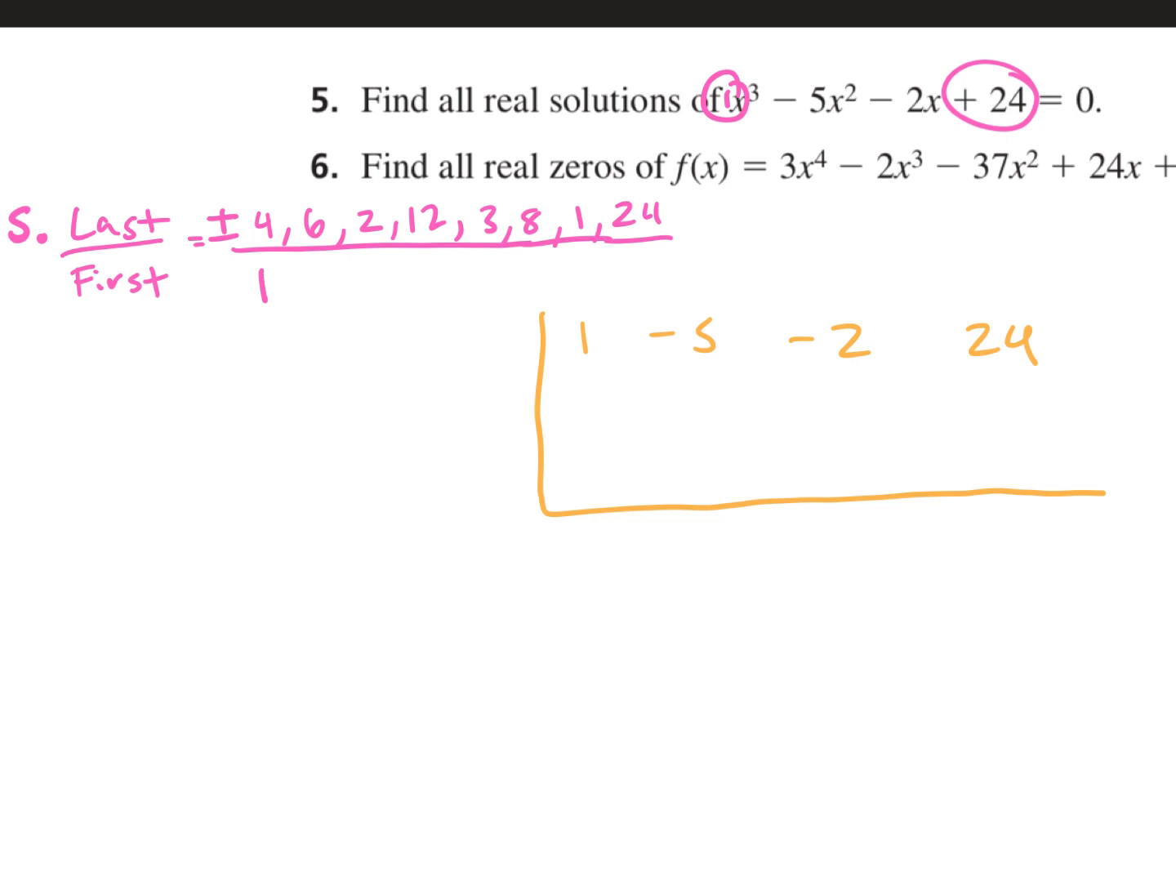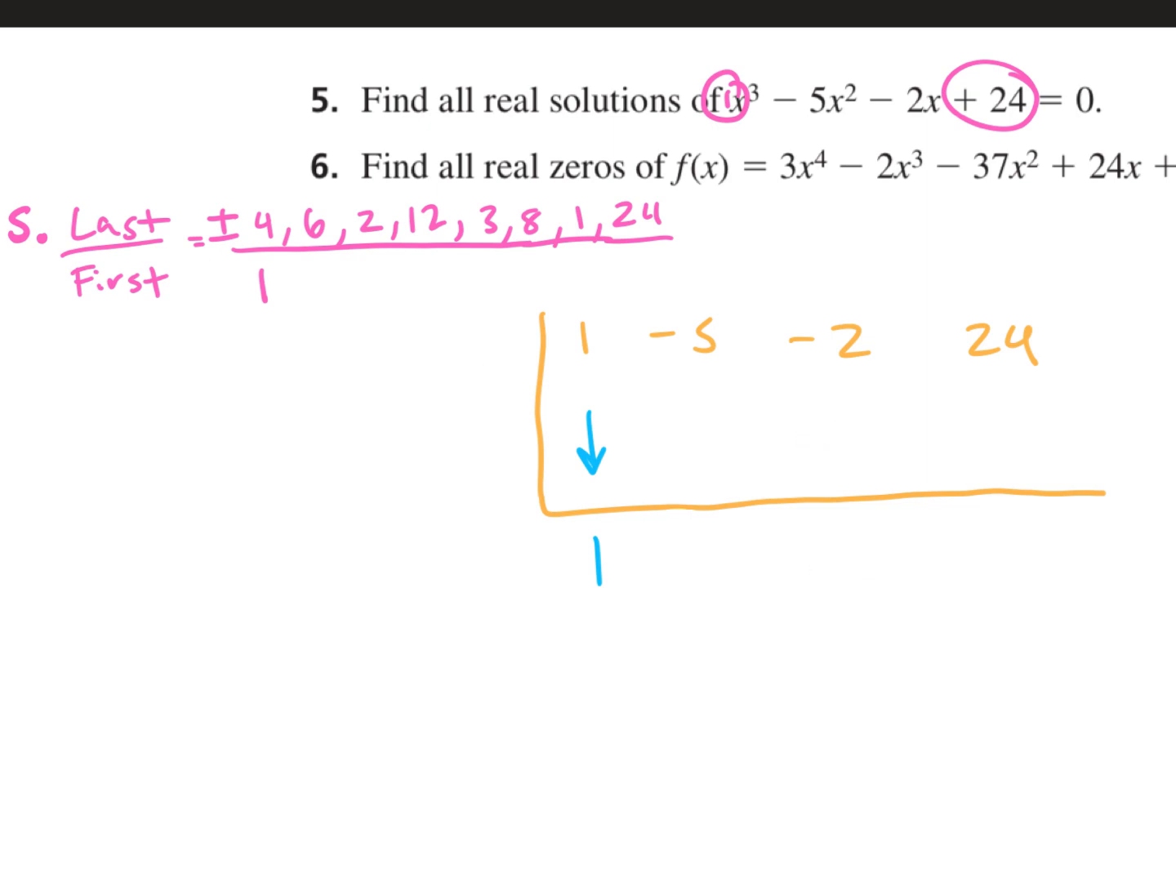What's the number that you want to test first? 1. Sure, let's test 1. So we drop down the 1, multiply, add, multiply, add, multiply. Does it work? No, because we need 0 to be our remainder. So as soon as you realize it's not going to work, you can stop and try the next number. What do you want to try next? 8. Let's try 8. So we multiply, add, multiply, add, multiply. Is it going to work? Nope.